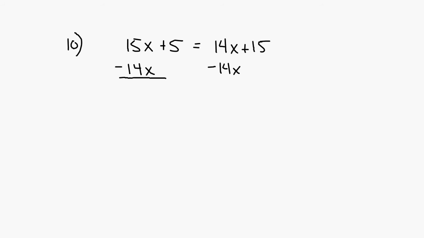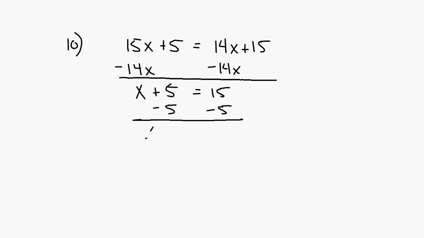So the 15x plus 5 is equal to the 14x plus 15. So if you subtract 14x from each side, x plus 5 is equal to 15, and subtract 5 from each side, x equals 10, right? All right, so x is equal to 10. Now, they're asking for the measure of angle K, though.